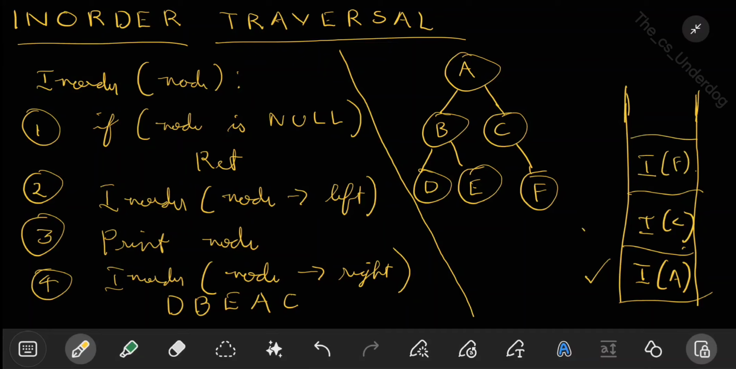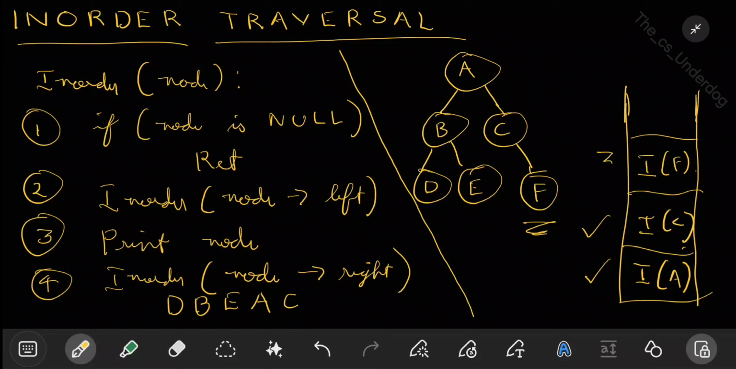So C is also done, but I can pop off only after popping F because this is a stack. In stack, you have to pop the top entry. After that, you can pop the next entry. So in order of F, again checks whether it is null. It is not null. I'll go to second step. Second step says in order of node pointing left. F doesn't have a left child, which means it is null entry. In order of null will be popped off.